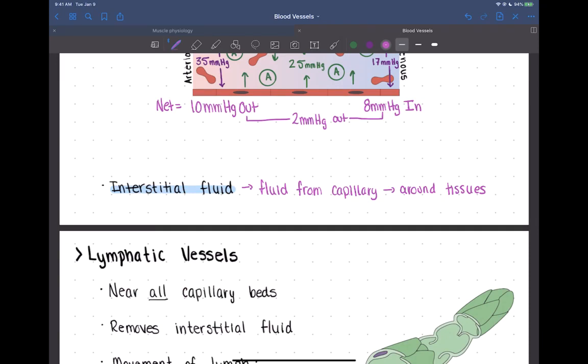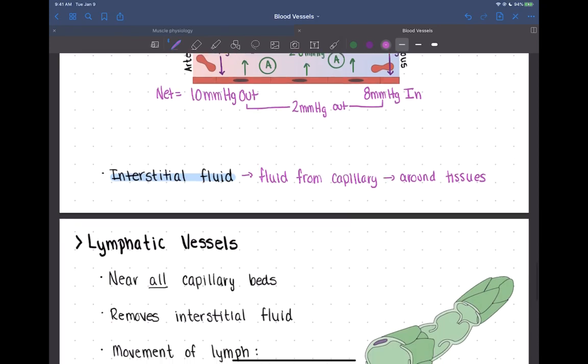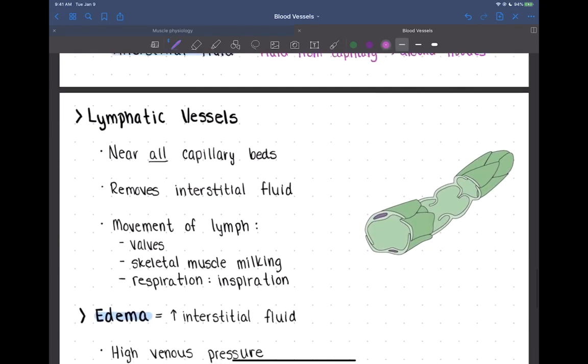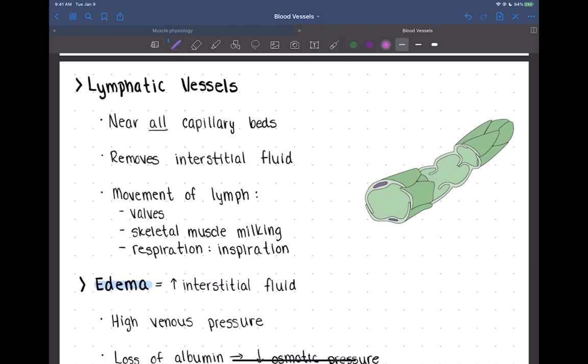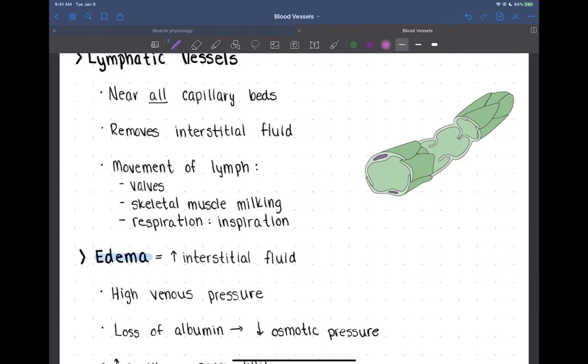So we're just going to very briefly talk about this because we do have a lymphatic chapter. So we're just going to touch on this for a moment as it relates to what we were just talking about. Okay, so lymphatic vessels, their job is to remove that interstitial fluid that was just created. Okay, and so they're going to be located near all capillary beds because that formation of interstitial fluid is very typical with a capillary bed. And so these vessels are going to remove that interstitial fluid. Okay, so we'll learn all about these vessels and how they do that. But they function a lot like veins.